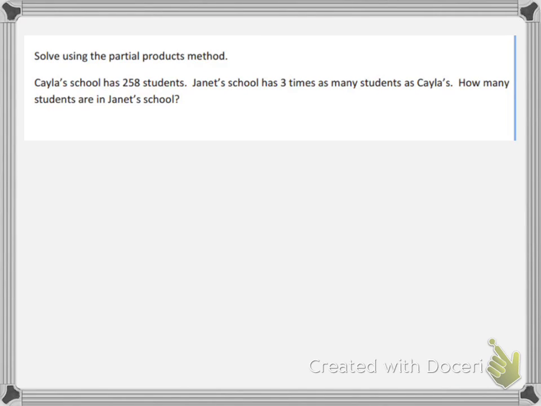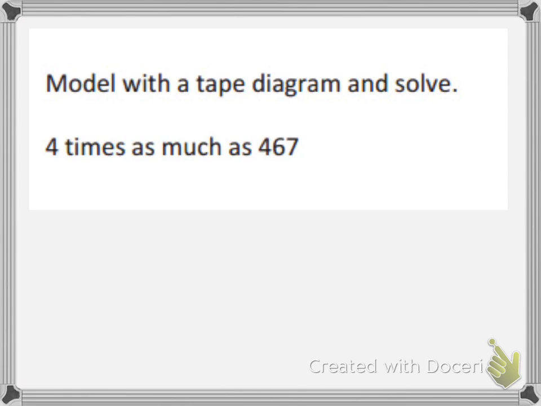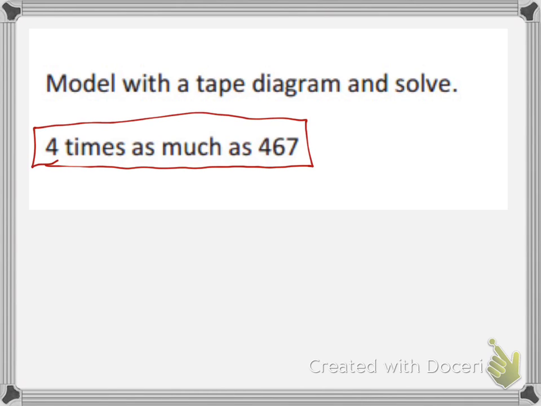All right, in our word problem, they're asking you to use the partial product method. So, Kayla's school has 258 students. Janet's school has 3 times as many students as Kayla's. How many students are in Janet's school? Use the partial product method to solve. All right, for this one, I would like you to model this problem with the tape diagram and solve it. 4 times as much as 467.